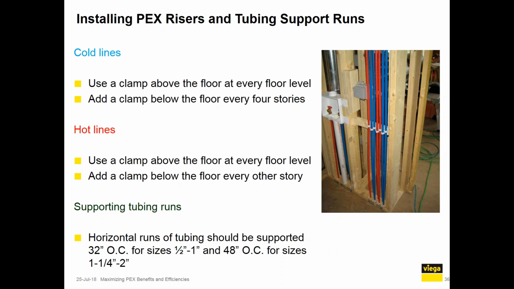If you're supporting tubing runs, again, this is horizontally, you have to be at 32 inches on center for sizes 1/2 to 1 and 48 inches on center for sizes 1 1/4 to 2. But as previously mentioned, a way to increase that hanger support size or distance is to use those metallic galvanized support trays that Viega offers.